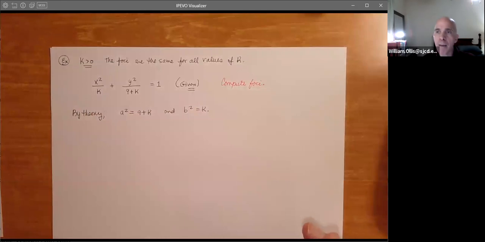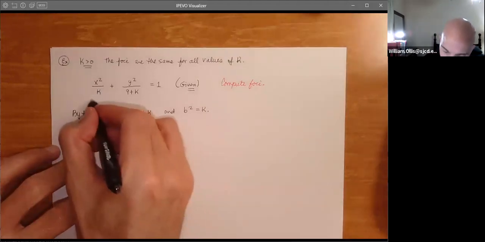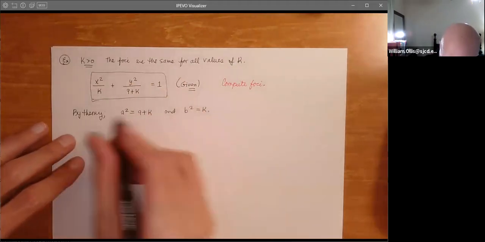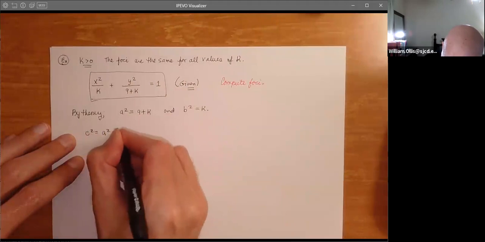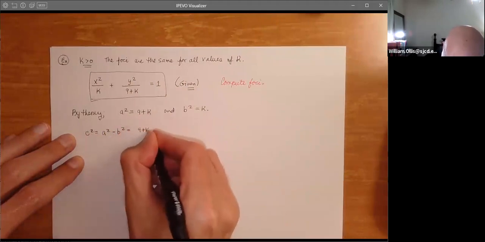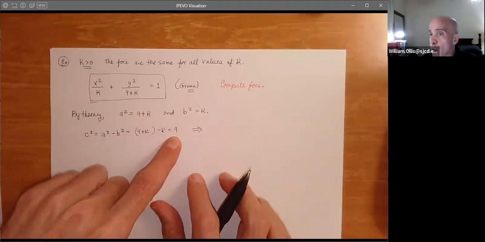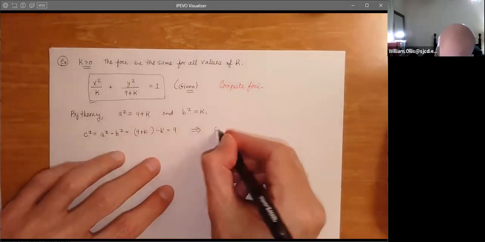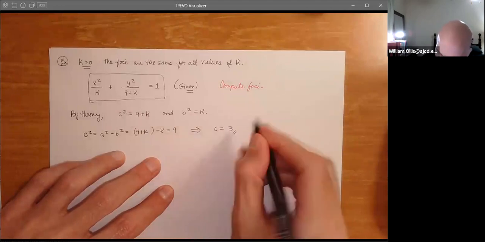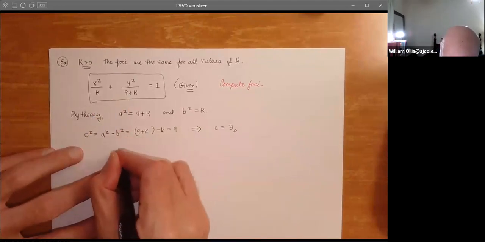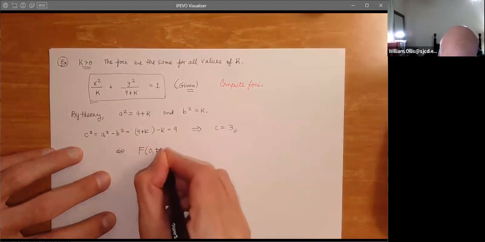If you think about it, by deriving the equation, we now understand the algebra of the standard form. This is standard form right here, but it's not written in a way that we normally characterize it. But that doesn't invalidate anything. So now notice, c squared equals a squared minus b squared. So this will be 9 plus k minus k, which is 9. And then, of course, c squared is 9, so we extract the positive square root for c. c equals 3. Now, of course, the larger denominator is associated with the y term, so the foci are 0 plus or minus 3.